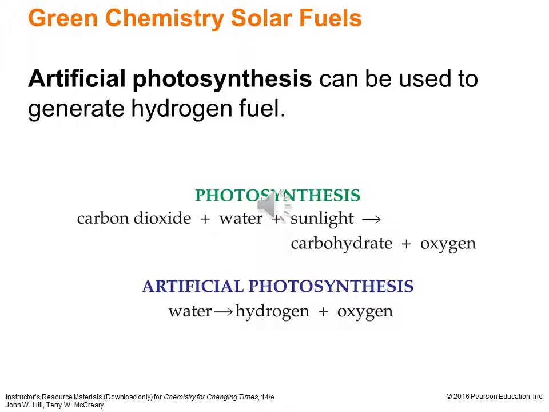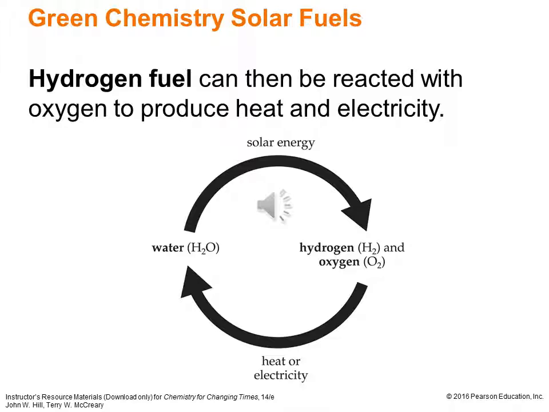The artificial photosynthesis that we've been most successful with so far is trying to generate hydrogen fuel, still using water, only instead of using carbon dioxide, we're just breaking that water down directly, capturing the light energy to separate water chemically into hydrogen and oxygen gas. Once the hydrogen and oxygen gases are generated, typically it's the hydrogen gas that we're after, because that hydrogen fuel can be reacted with oxygen again to produce heat and electricity.